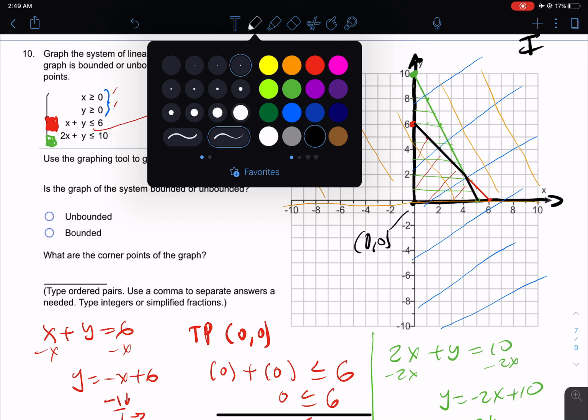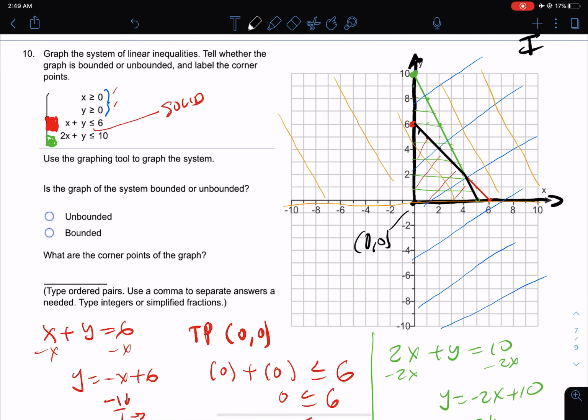Now, the shading, of course, the quadruple shaded region is going to be this stuff right here. So the question is, is this bounded? Yes, it's bounded. Bounded means it's contained on all sides. What are the corner points? Ooh, okay, now we got more work. Well, some of them are easy.